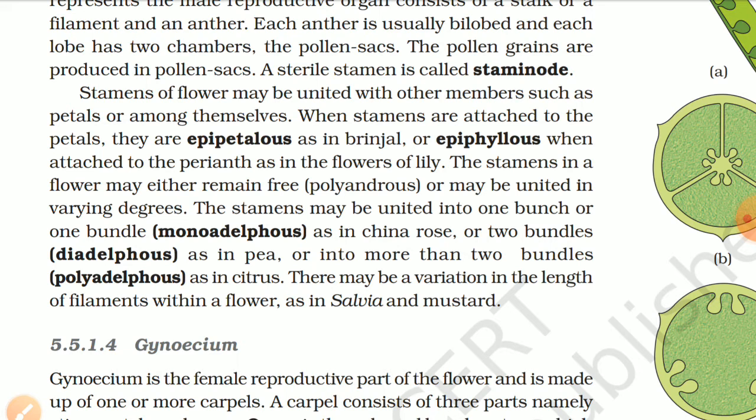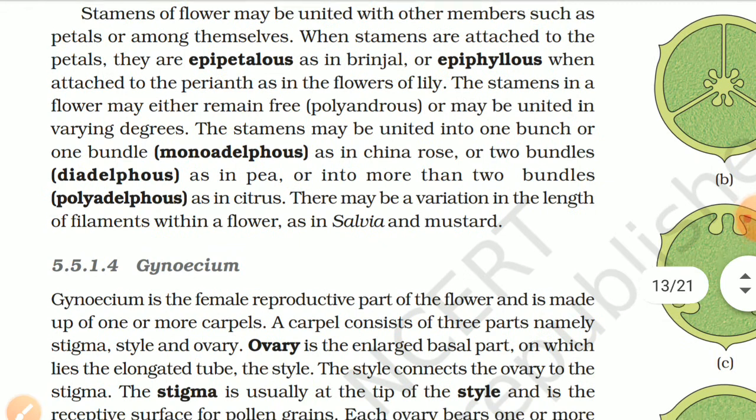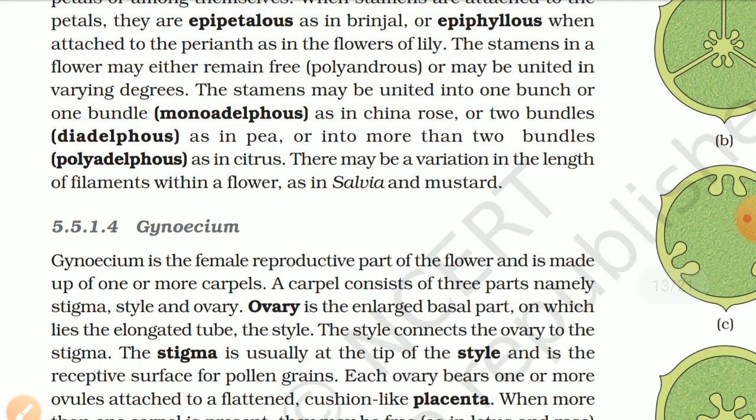The stamens in the flower may either remain free, polyandrous, or may be united in varying degrees. The stamens may be united into one bunch or one bundle, monoadelphous, as in China rose, or two bundles, diadelphous, as in pea, or into more than two bundles, polyadelphous, as in citrus. There may be a variation in the length of filament within a flower, as in salvia and mustard.